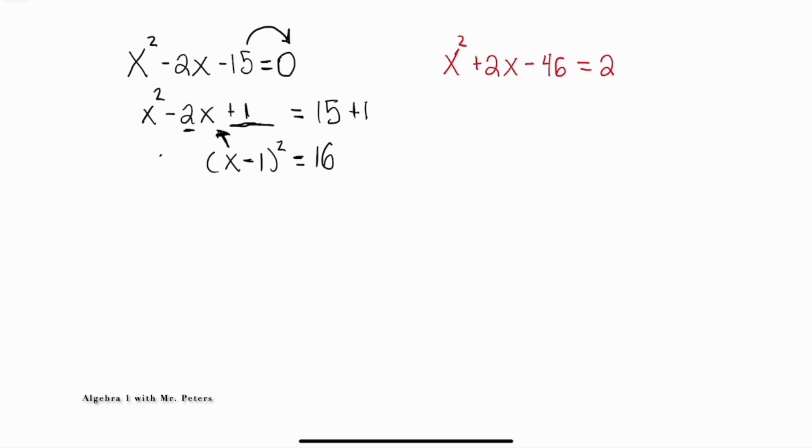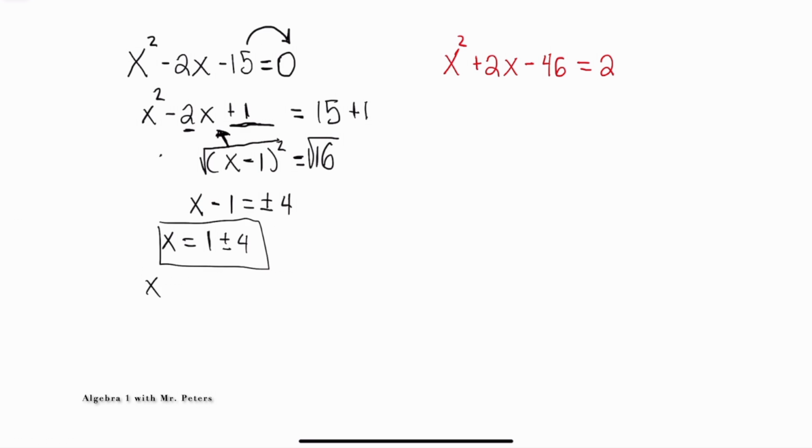So the next step that we want to do to solve this is to take the square root of both sides. So the exponent and radical cancel each other out. We're left with x minus 1 is equal to plus or minus the square root of 16, which is 4. We add 1 on both sides to isolate x. x is equal to 1 plus or minus 4. And then we just solve the equation. 1 plus 4, x is equal to 5. 1 minus 4, x is equal to negative 3. And we solve the quadratic equation.